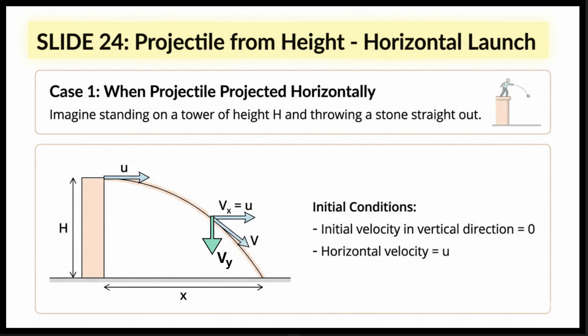Now a new class of problems. Projectiles launched from a height. Case 1 is the simplest. Imagine standing on a tower of height h and throwing a stone perfectly horizontally, straight out in front of you. The diagram shows this setup.